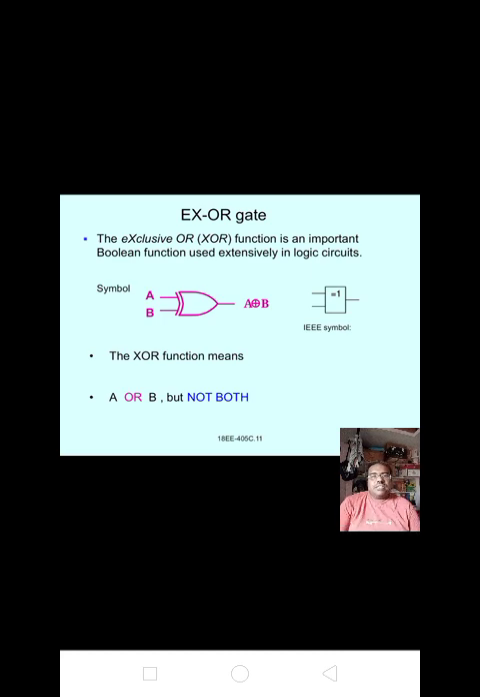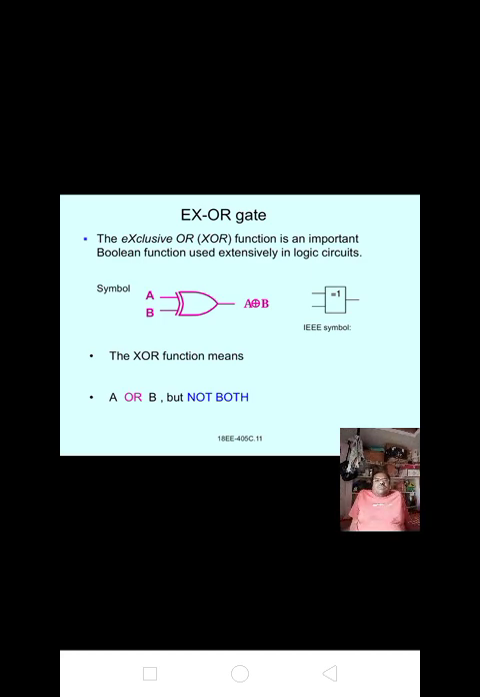Next, XOR gate. The XOR gate function is an important Boolean function used extensively in logic circuits. The symbol for A XOR B is also given. Please make a note of it. The IEEE symbol for the XOR gate is also given here. Please make a note of it.